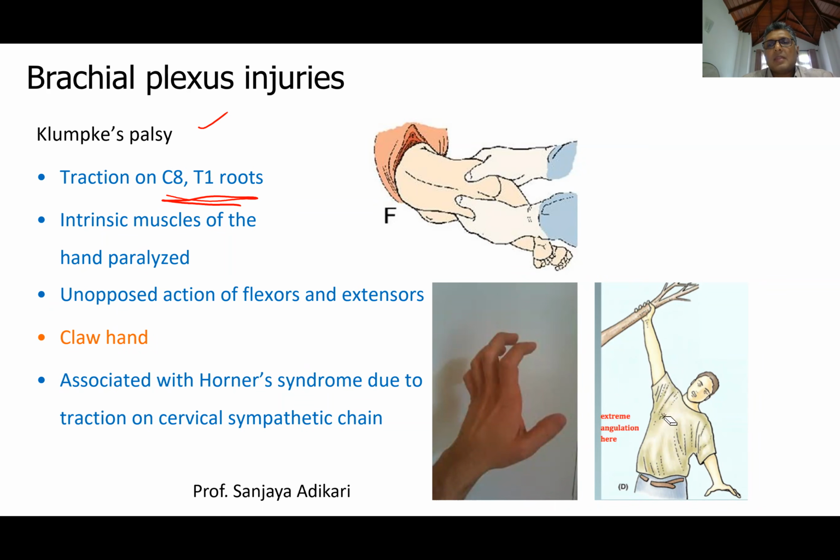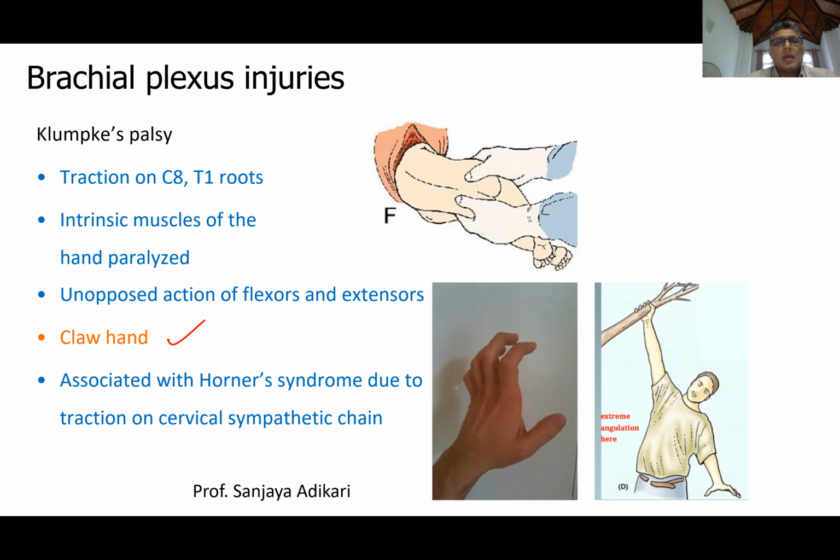The same thing can happen in an adult, falling from a height, suddenly hanging on to some object on the way. Because of the speed and the weight of the person, you can get a sudden pull on the lower roots of the brachial plexus. C8 and T1 can get damaged, and the deformity is full claw hand. You see all fingers are affected.